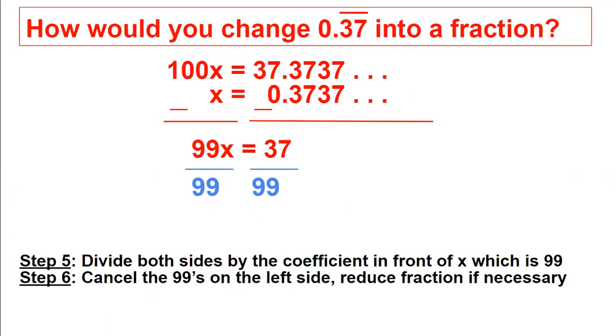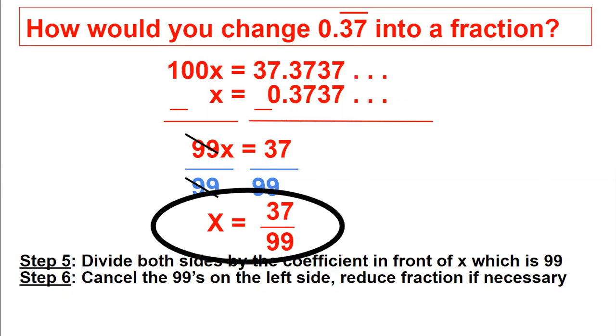Step 6, cancel the 99s on the left side. Reduce the fraction if necessary. Well, 37 over 99 cannot be reduced. Let's cross off our 99s. We're left with x equaling 37/99, and that's as low as that fraction will reduce to. There's our answer.